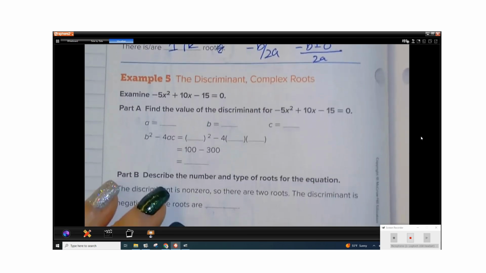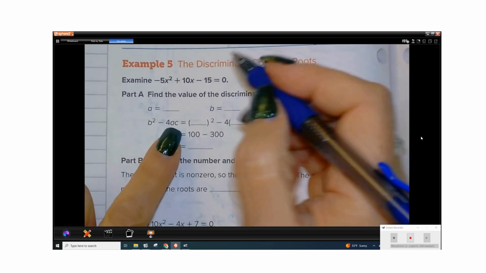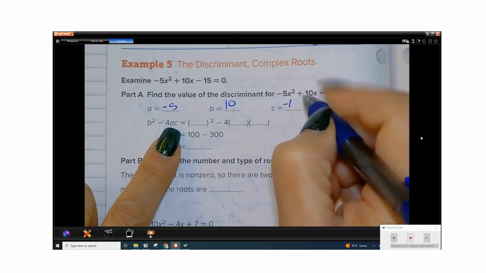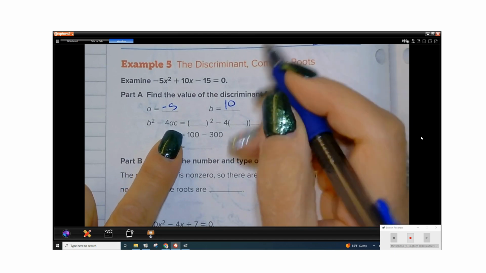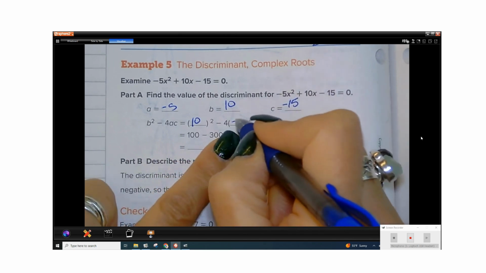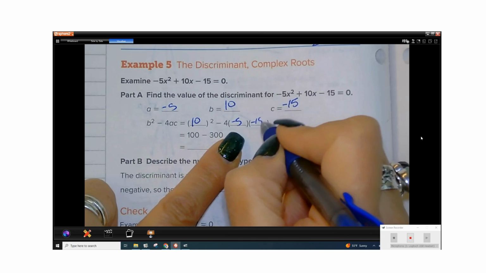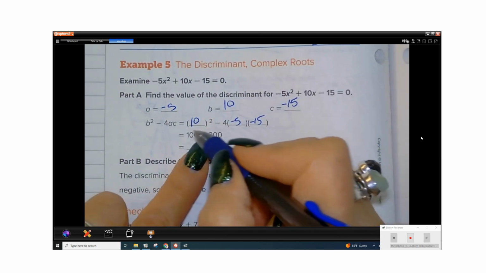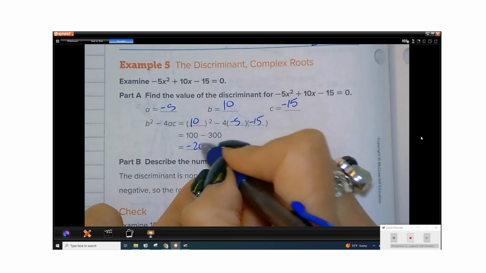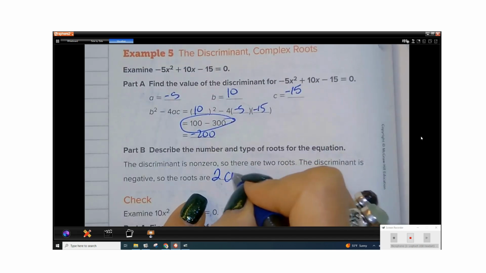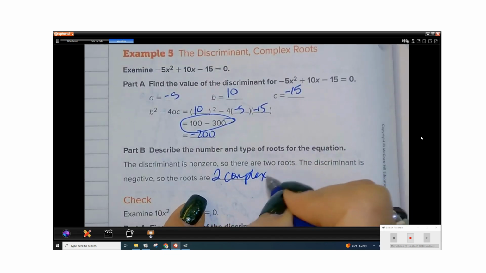Complex numbers. a is negative 5, b is 10. You do it the same way. You're just going to get a negative. So we have b squared, 10 squared, again 100, minus 4 times negative 5 times negative 5. A negative, negative, negative is a negative again. So 100 minus 300, it's negative 200. Either way, you know it's negative there. So there are two complex roots. I'm going to put zeros here.